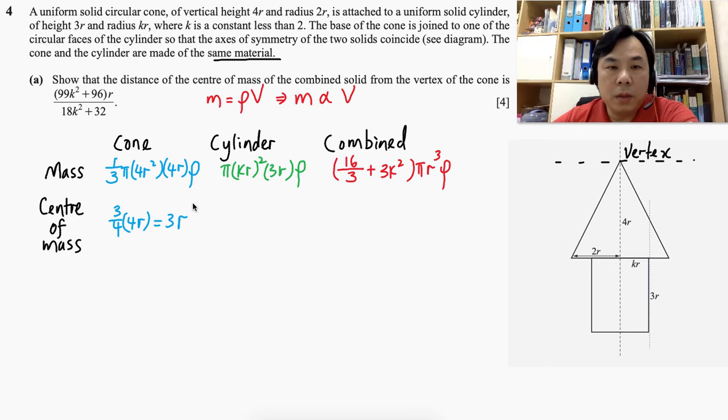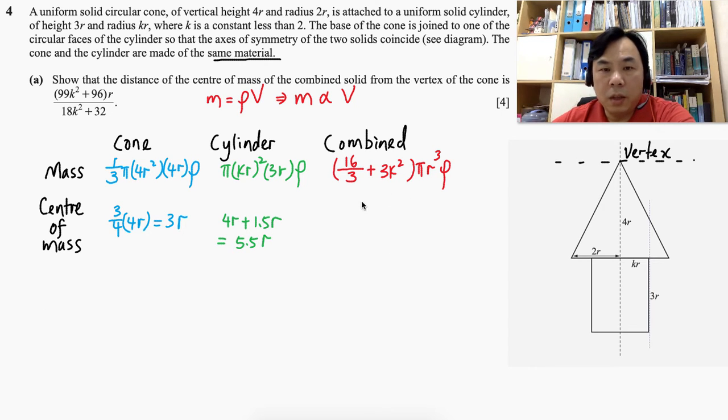Right. Now next, we have a cylinder. A cylinder is quite easy because it's uniform. The center of mass of the cylinder must be at the center of the height here, which is 1.5. But since we are measuring the center of mass with respect to the vertex itself, we must add the 4r here. So 4r plus 1.5, you get 5.5. Okay, now here I just write down 4r plus 1.5r, which will yield 5.5r here. Okay, now I hope that's clear.